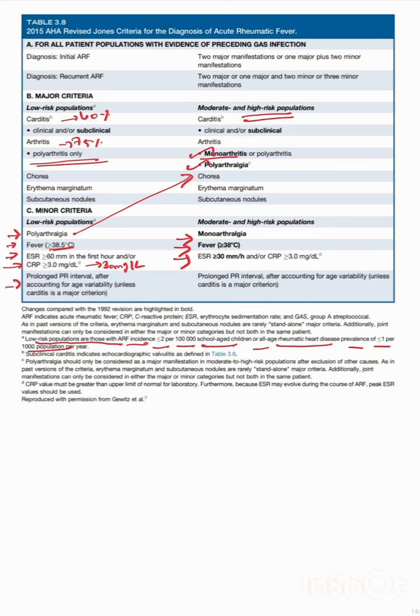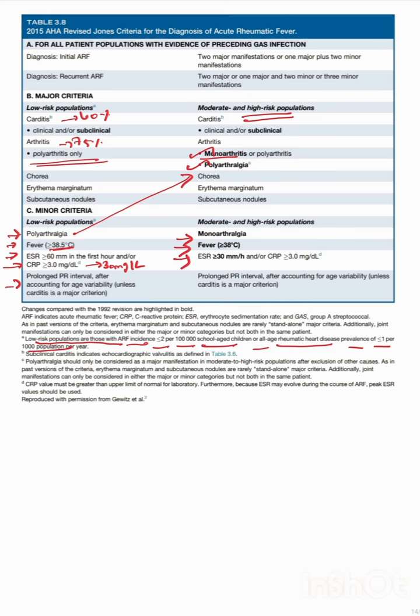ESR more than 60 is being relaxed into ESR more than 30, and fever more than 38.5 has been relaxed into fever more than 38, so that more cases will get enrolled as acute rheumatic fever, more patients will be receiving penicillin, and more patients will get benefited with penicillin prophylaxis in preventing established rheumatic heart disease.